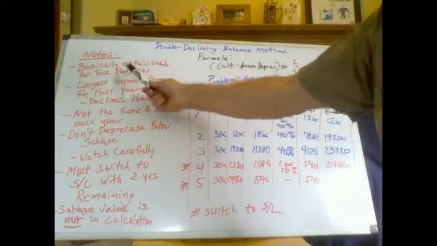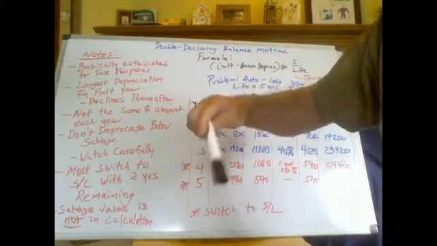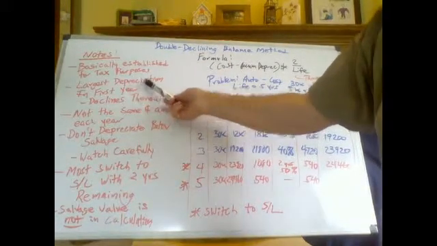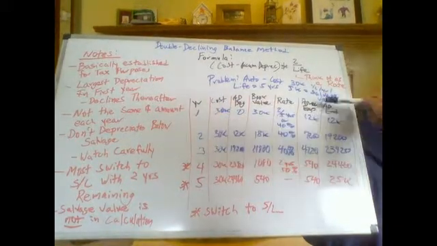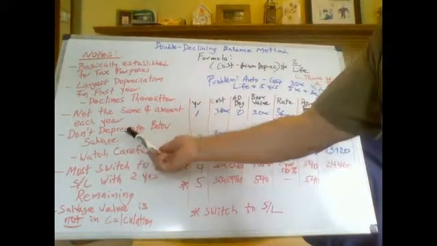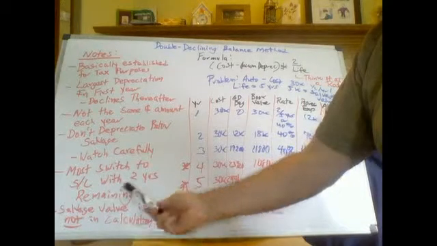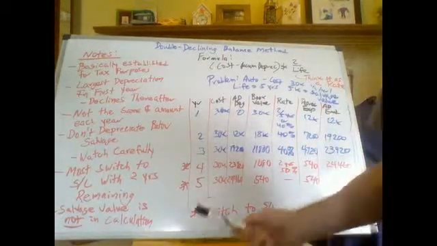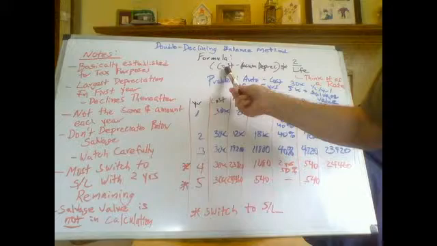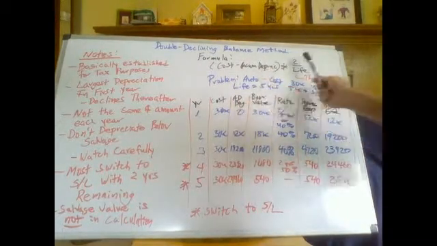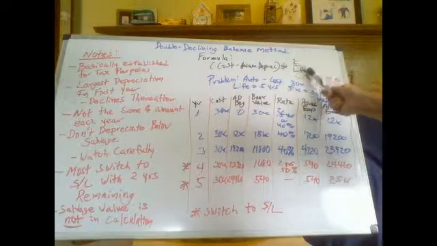So again, basically established for tax purposes many years ago. That was the idea. Largest depreciation in the first year, as we saw, declines thereafter. Don't depreciate below salvage. Watch carefully and generally switch to straight line with 2 years remaining. The formula is cost minus accumulated depreciation, or book value, times 2 divided by life, which we can call a rate.